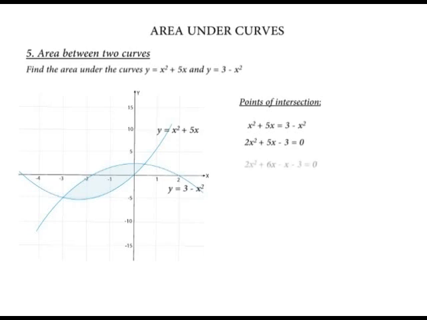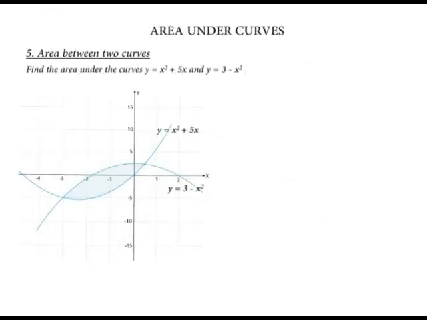Rewriting that, we get 2x squared plus 6x minus x minus 3 is equal to 0. Factorizing, we get 2x times (x plus 3) minus 1 times (x plus 3). Proceeding, (2x minus 1) times (x plus 3) is equal to 0. And if we solve that, x is equal to minus 3 and x is equal to 0.5. And so the curves intersect at x is equal to minus 3 and x is equal to 0.5. So a is minus 3, b is 0.5.